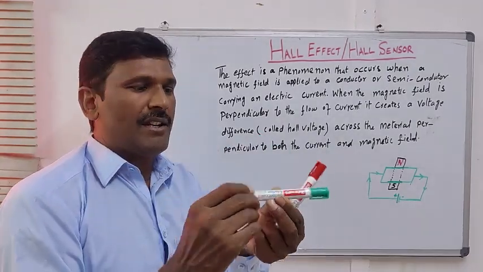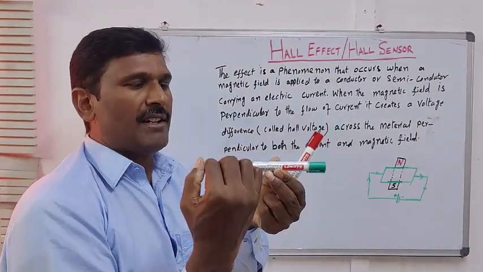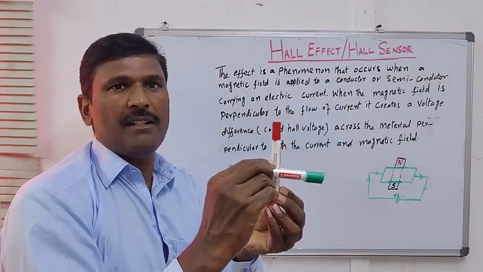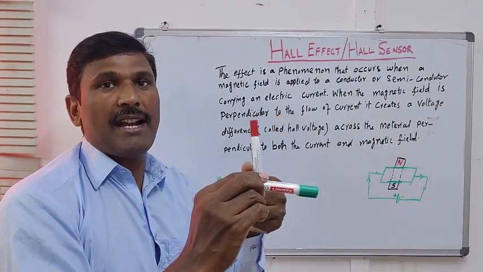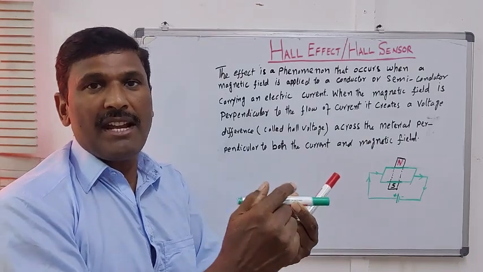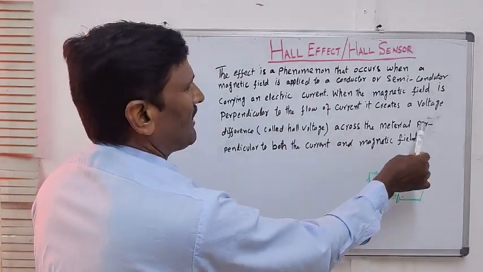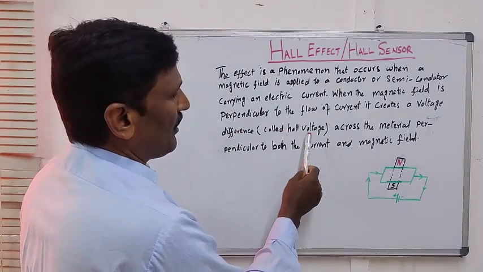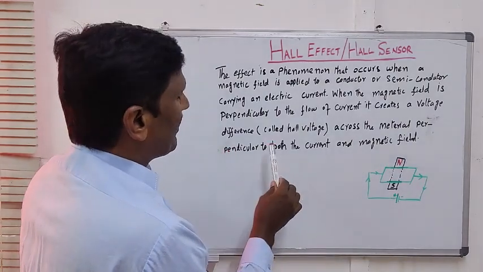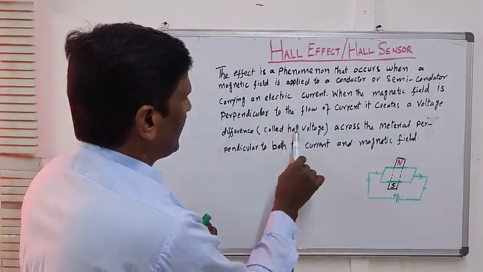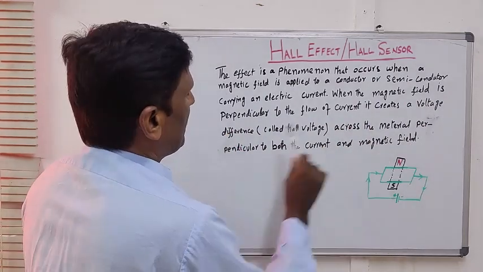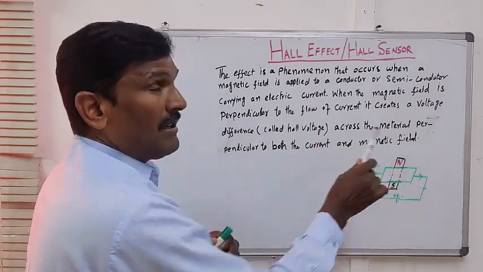Very easy. Suppose this is the current passing through the conductor, and we apply a magnetic field perpendicular to this conductor. Across this material, it creates a potential difference. That potential difference across the material is called the Hall voltage. The voltage difference is perpendicular to both the current and the magnetic field.